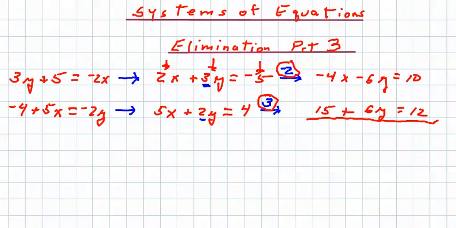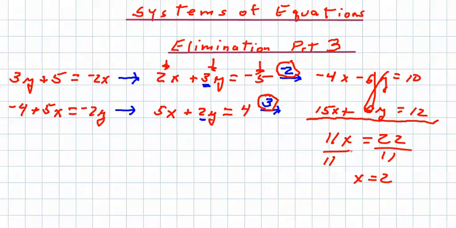My y's cancel. We made it happen. And negative 4 plus 15, I lost my y right here. Negative 4x plus 15x gives me 11x equals 10 plus 12, 22. Divide both sides by 11, and I get x equals 2.